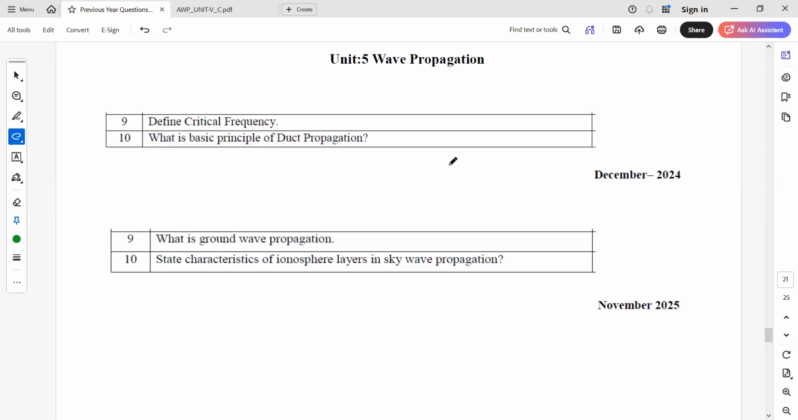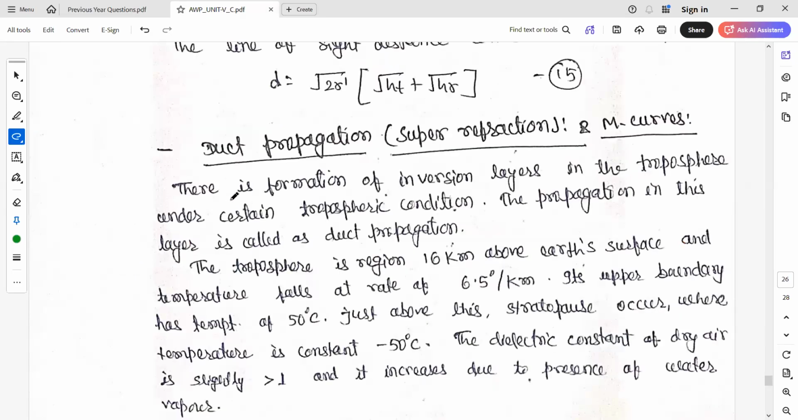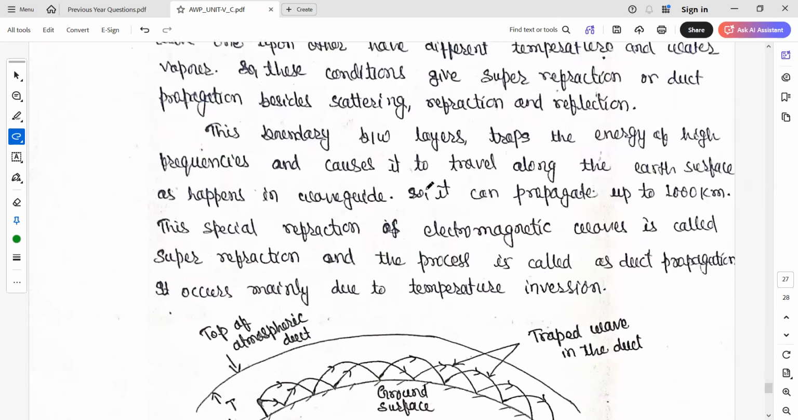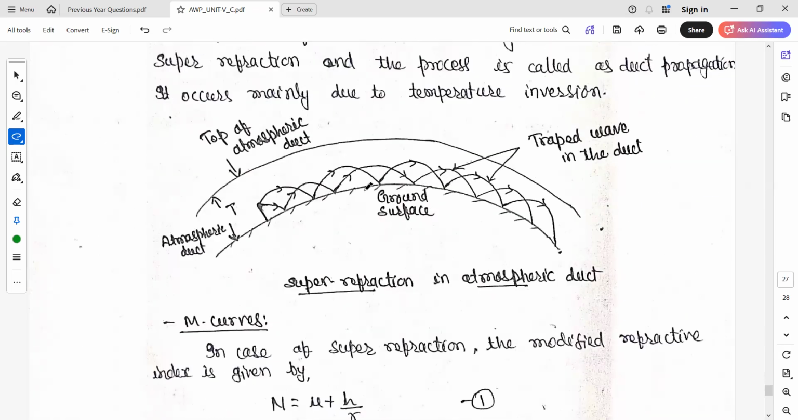Next question is about the basic principle of duct propagation. Here we have formation of layers in the troposphere under some particular tropospheric conditions. Propagation in this layer is called a duct. So formation of the duct takes place. There you see how the formation of ducts takes place, and multiple reflections take place in the troposphere, and finally the wave returns back to the ground station only.